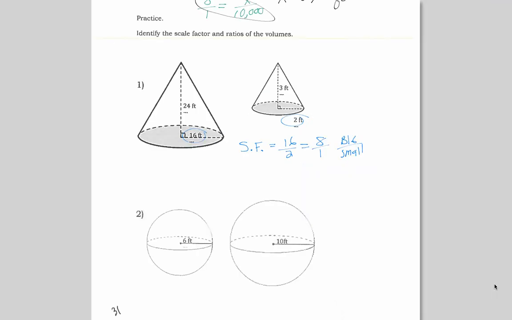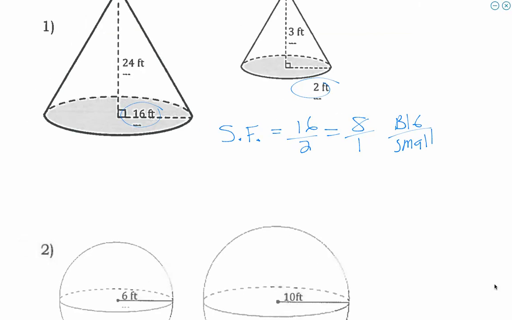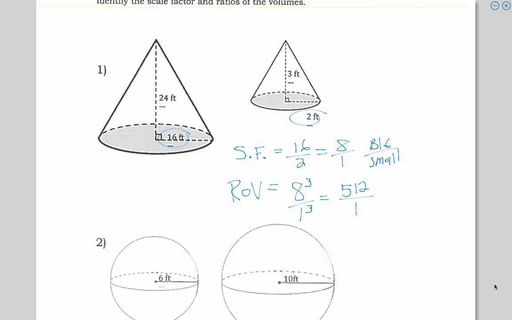The ratio of the volumes. Now we can calculate the volumes of those cones. That might be some good practice. Or we can just say, if the scale factor is 8 over 1, then the ratio of volumes is going to be 8 cubed over 1 cubed. And 8 cubed is 512. And we could do that real quick.